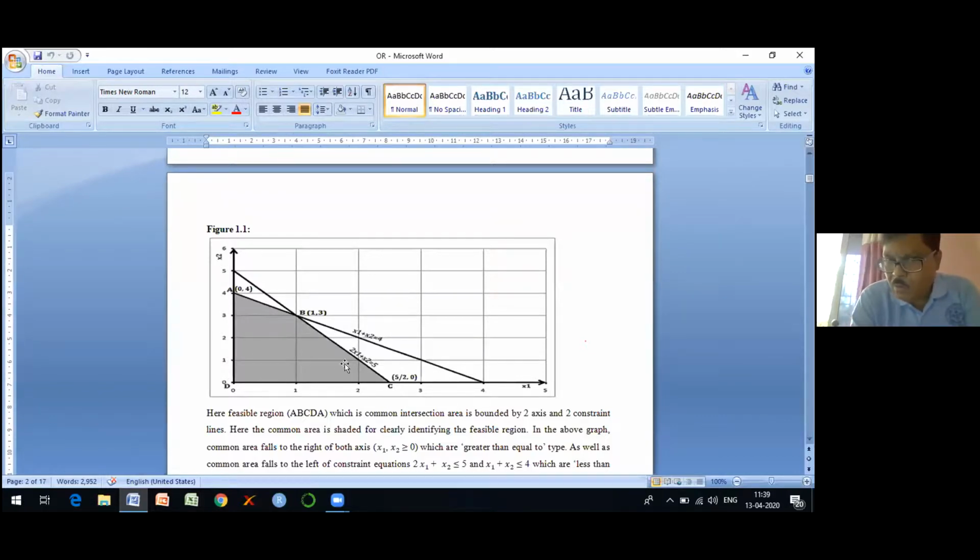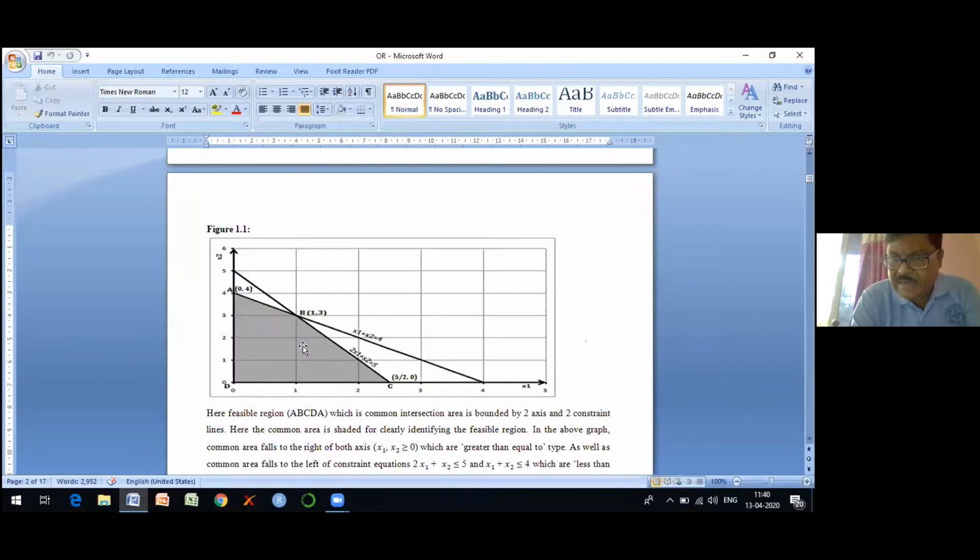Now, we are also taking into consideration this intersection point. Otherwise, we cannot get the enclosed area. So, what is the feasible area in this case? Now, D, A, B, C, D. So, this area is the feasible region.